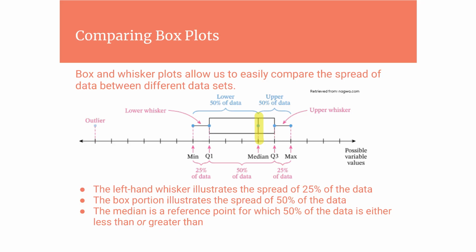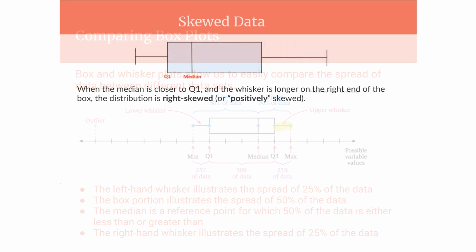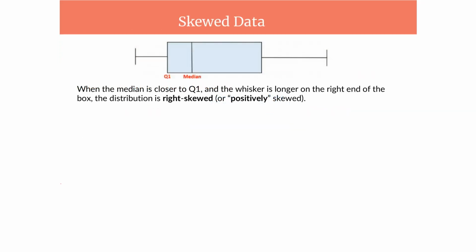So there's our median in this case. And finally, the right-hand whisker illustrates the spread of 25% of the data. So in this case, that's representing how much the top 25% of the data is spread out. Just a quick reminder of the definitions here for skew.